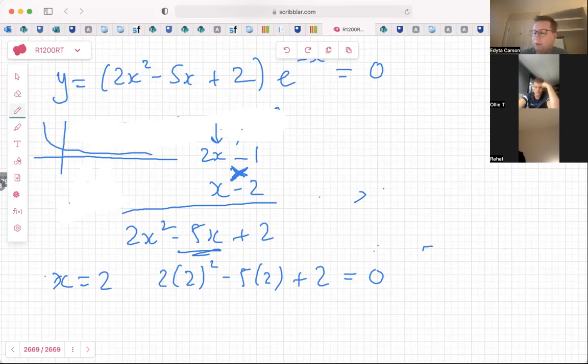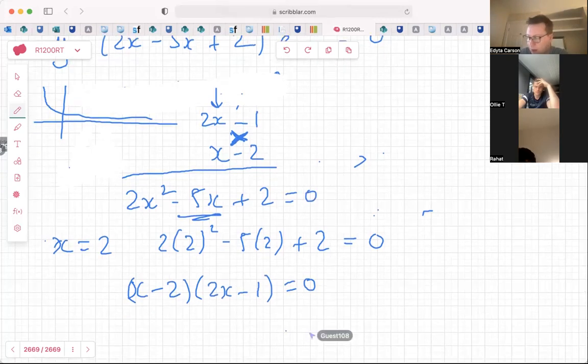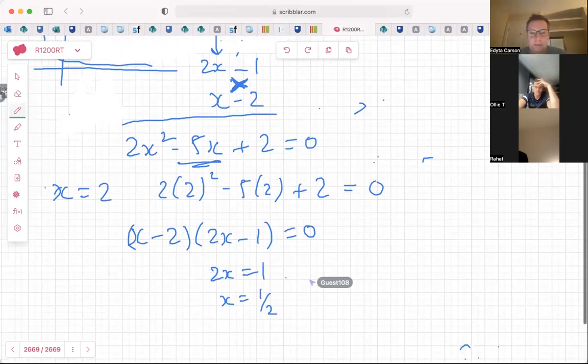Yeah, so we factorize the quadratic fully: x minus 2 and 2x minus 1. Put that equal to 0. We know x is 2 for the first one. The other one is 2x minus 1, so 2x must be 1, so x is a half. Okay, so 2x must be 1 because 1 take away 1 is 0, and x is a half. Is that okay so far?